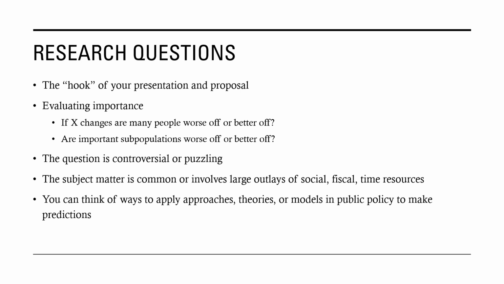Another way to measure the goodness of a research question is if it's controversial or puzzling. This might be a topic that's controversial in the general public, such as, let's say, a carbon tax, even if it might not be particularly controversial among academics or economists on the subject. Or it could be something that's controversial or puzzling among academics, while not necessarily a big topic of public conversation.